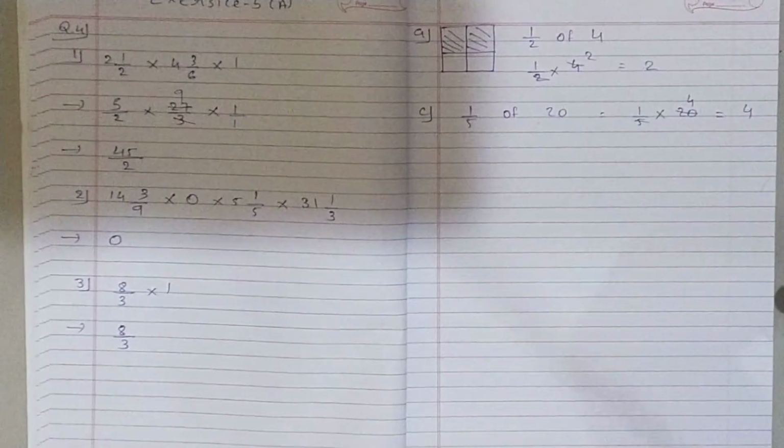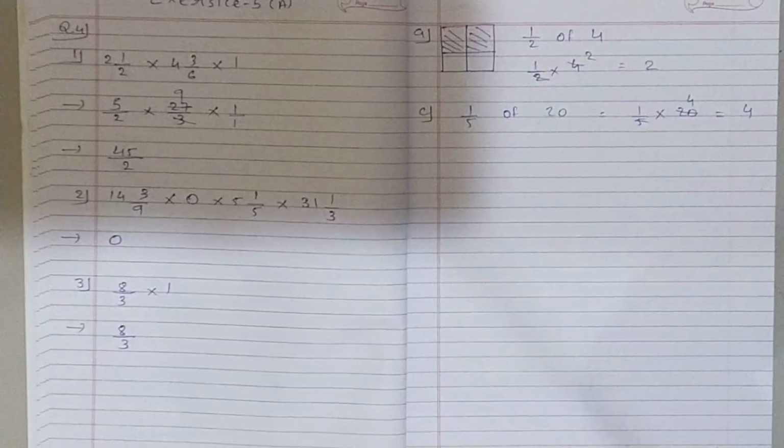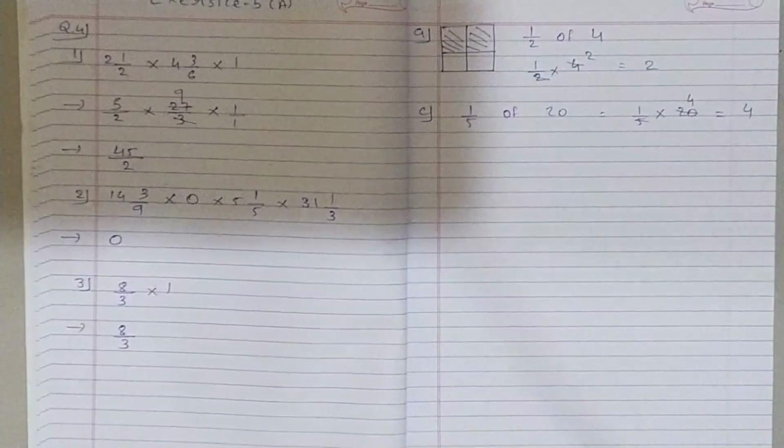Now in the last, 5 out of 8 and 5/8 of 8, it means that circle is divided into 8 parts. Out of 8 you have to shade 5 parts of that circle.